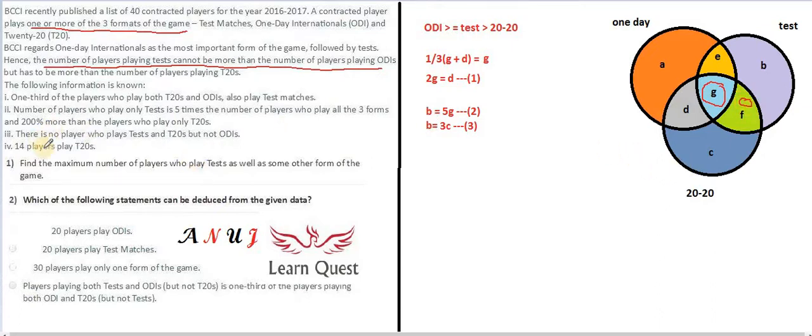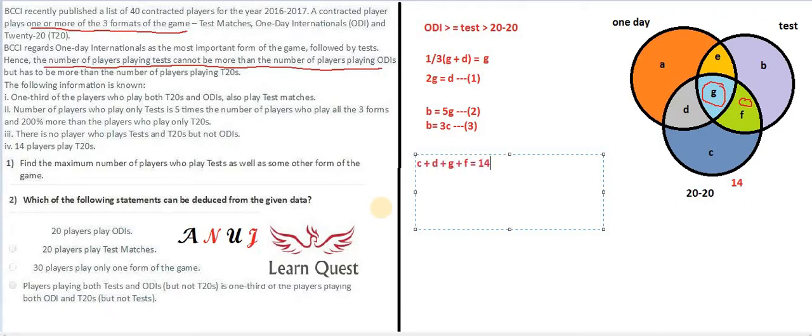Okay, the next statement is 14 players are playing T20. So this value is 14. Fine. Now let's see. This value is 14, so what is inside this? C, D, G and F, right? So C plus D plus G plus F is equal to 14. They have mentioned F equal to 0, so we can remove F. Now C, D and G.